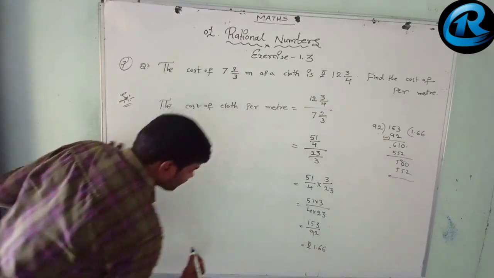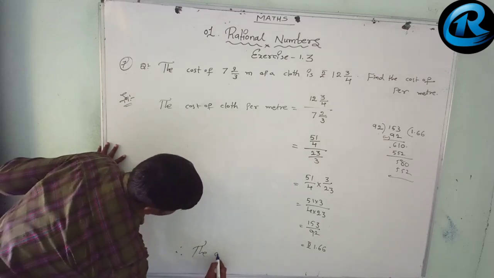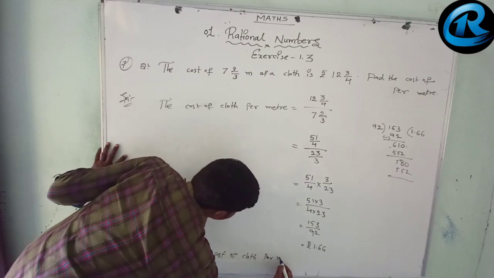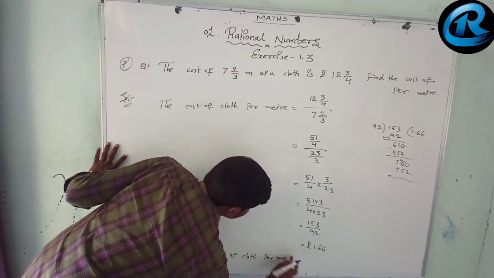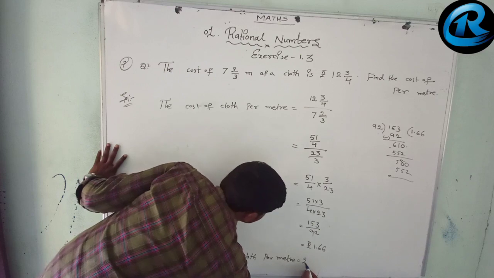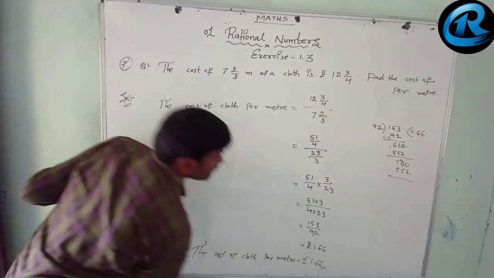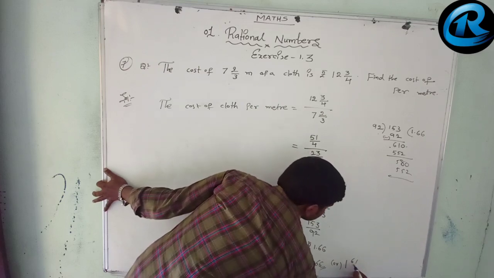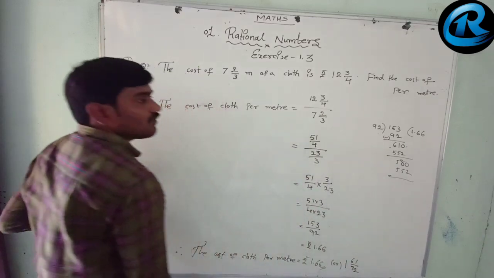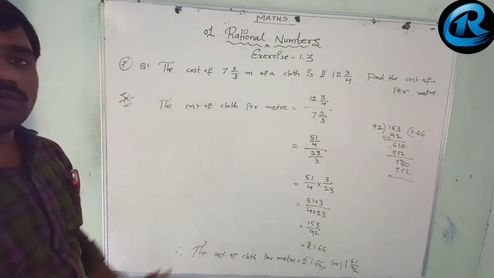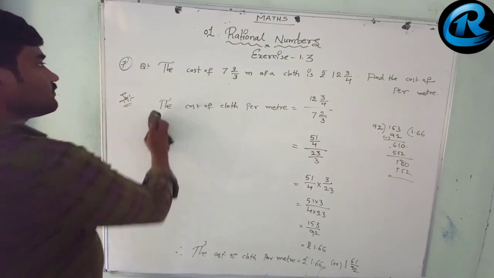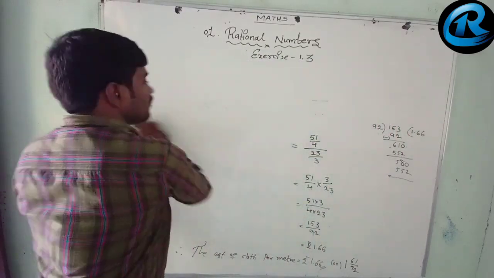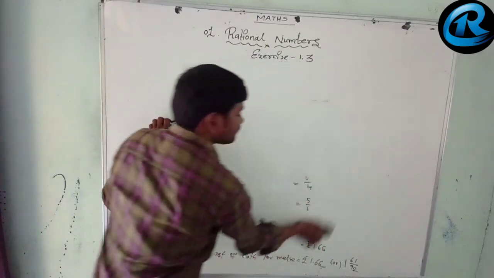So the cost of cloth per meter is equal to 1 rupee 66 paisa, or you can also write 1 whole 61 by 92. However you write it, you will get marks. So it is simple, very simple. So remember this. Now we go for question number 8.